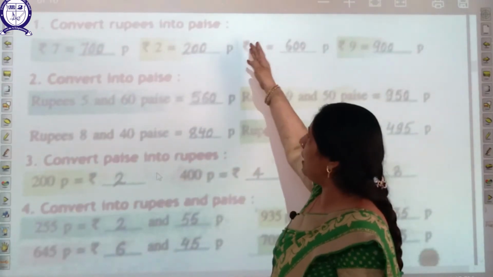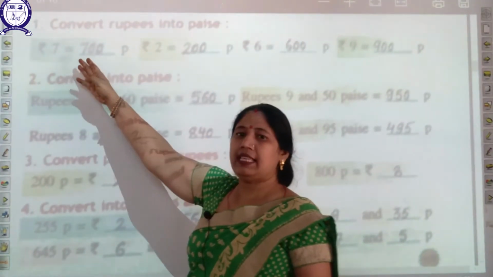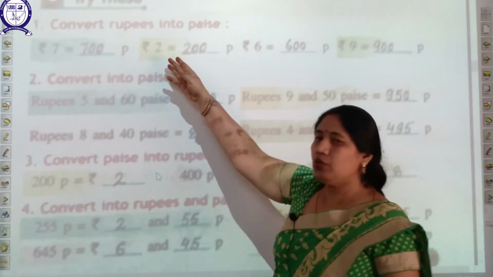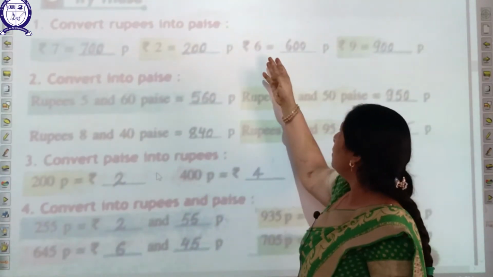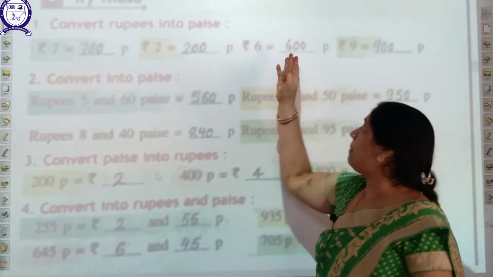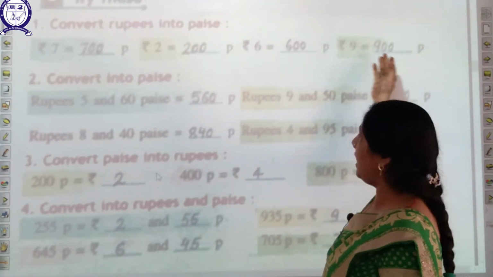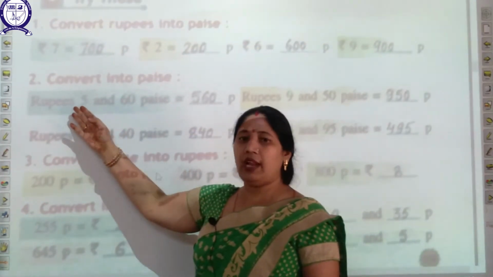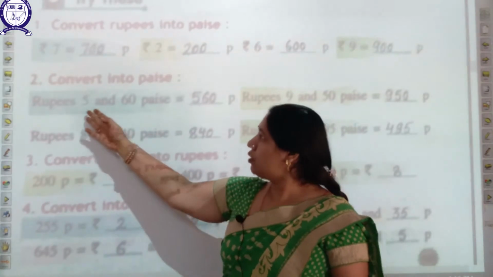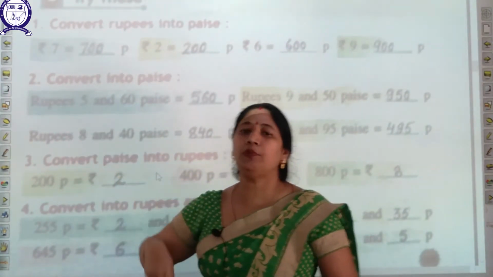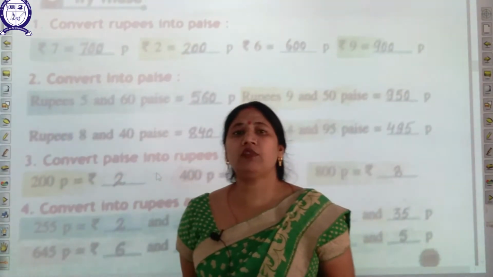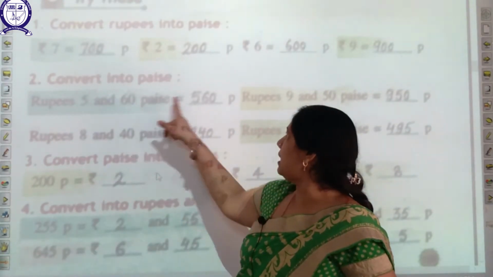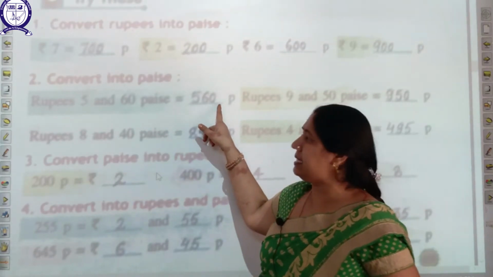Convert rupees into paise. 7 rupees, 7 multiplied by 100, 700 paise. 2 rupees, 200 paise. Rupees 6, 600 paise. Rupees 9, 900 paise. Convert into paise. So you have to write here rupees and paise both. Firstly we have to convert rupees into paise. 5 rupees is equal to 500 paise. 500 plus 60, 560 paise.